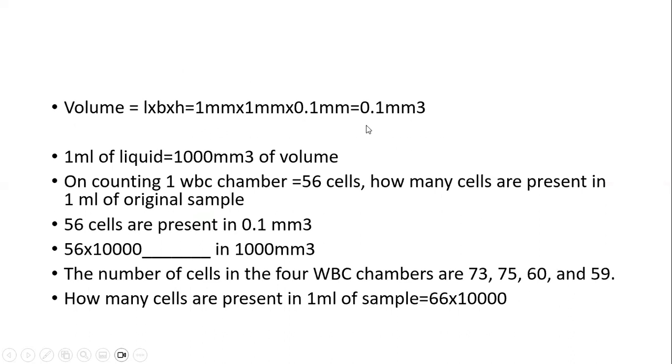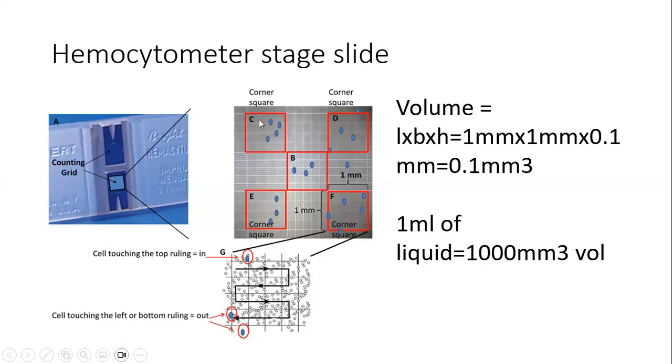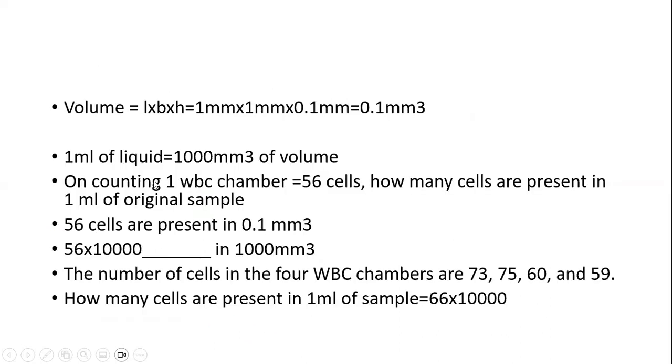Once we have the volume of our chamber, the next step is counting. We need to count the number of cells in each of these squares. Once we have the number in the squares, we can conclude how many cells are present in one WBC chamber. For example, if there are 56 cells in one WBC chamber, that will mean that 56 cells are present in 0.1 millimeter cube of volume.